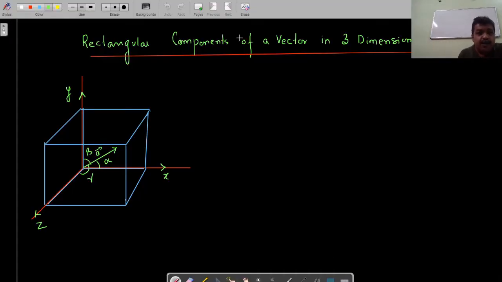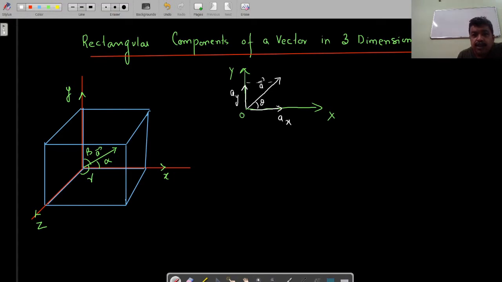So hello everyone. Now in this video I'm going to talk about rectangular components of a vector in 3 dimensions. Previously we have seen components of vectors in 2 dimensions. Suppose this is the x-axis, this is the y-axis, and this is the origin. Now suppose this is a vector A, and it is making an angle theta with the x-axis. So its component along the x-axis is ax, and its component along the y-axis is ay.